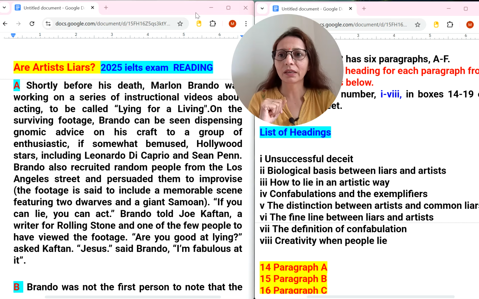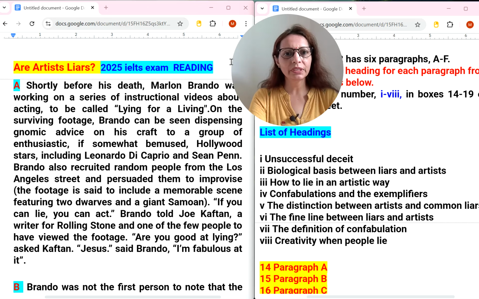Let's do this reading. Are artists liars? So this was part of the IELTS exam in 2025. I don't remember the month and date, but this was part of an exam. One of my students had commented in the comment section, do some tough readings. Tough reading, difficult reading, it doesn't mean that every question is difficult in this reading. So let's do this reading.